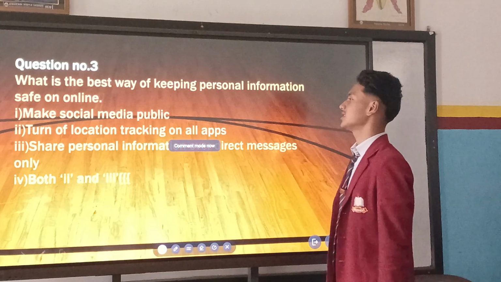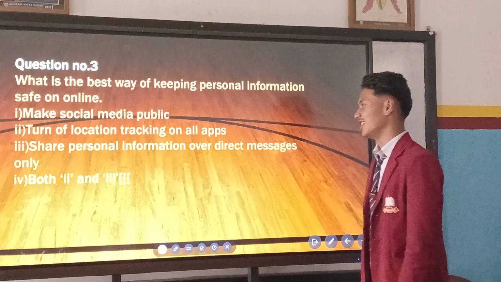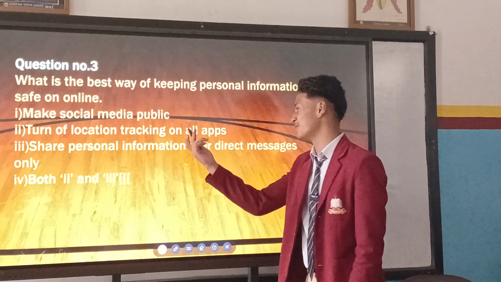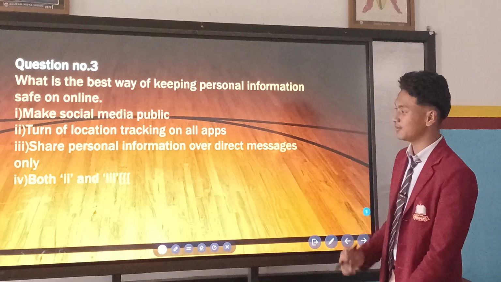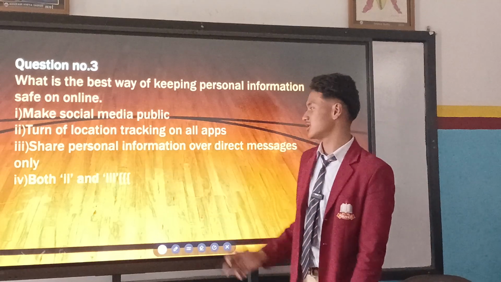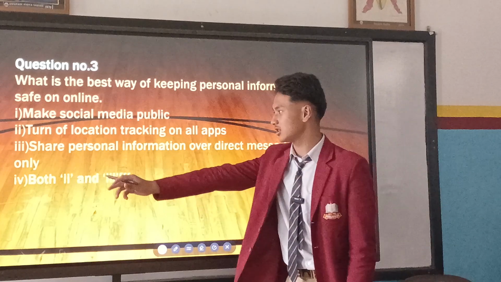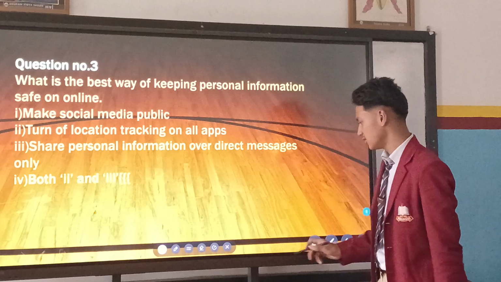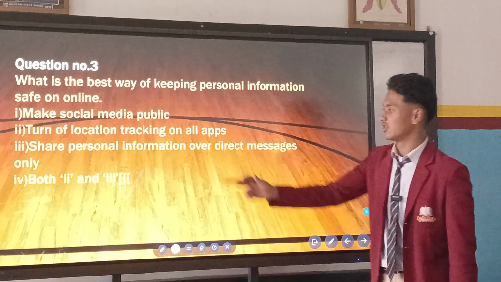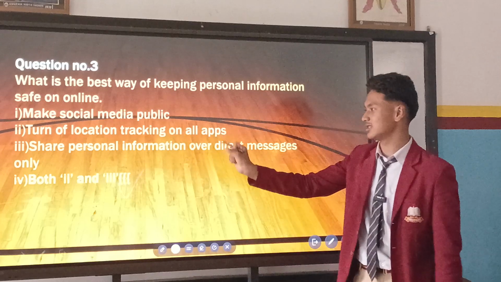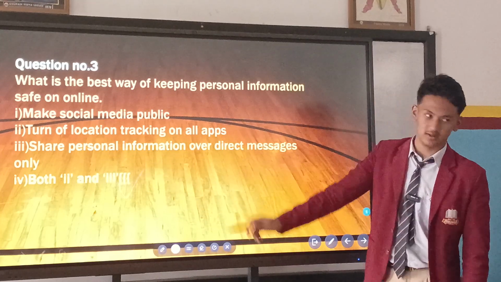Next one. What is the best way of keeping personal information safe online? Number one, make social media public. Two, turn off location tracking on all apps. Third, share personal information over direct message only. Fourth, both the second and third. So the answer is the fourth. The second is turn off location tracking on all devices. And the third one is share personal information over direct messages only.